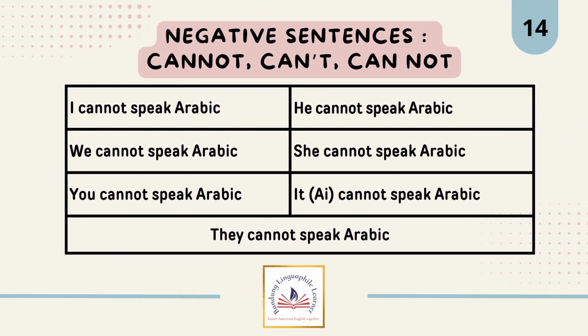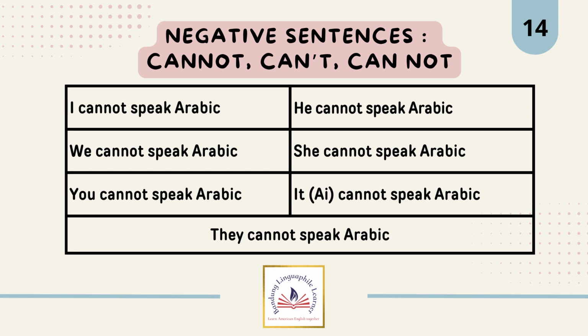The negation of can has 3 forms. Number 1, cannot is used in academic writing and formal situations. Number 2, can't is used in everyday conversations and informal situations. Number 3, can not is archaic and no longer recommended in standard English.